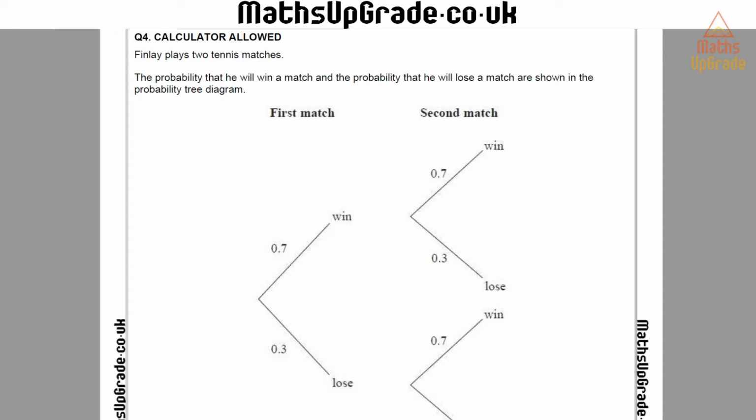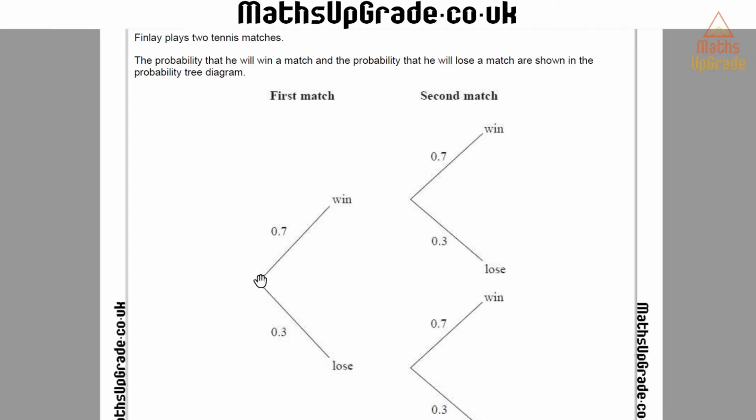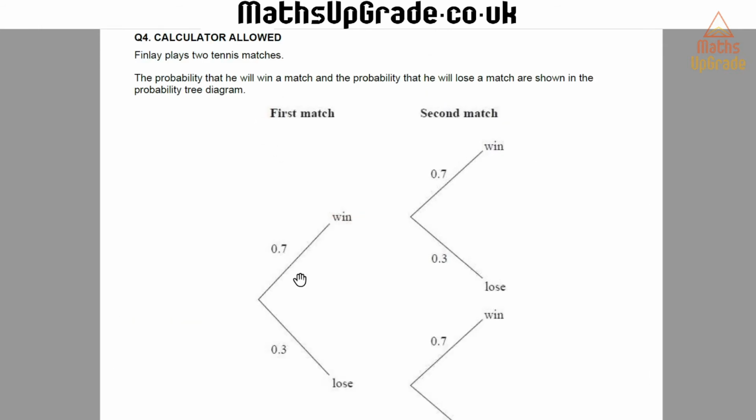The remainder of the questions are all calculator questions. We need to work out in question 4 the probability that Finley wins both matches for 2 marks. So probability of winning the first match is 0.7, probability of winning the second match is 0.7, so probability of winning both is this probability multiplied by that probability. So winning and winning, and that is 0.49.